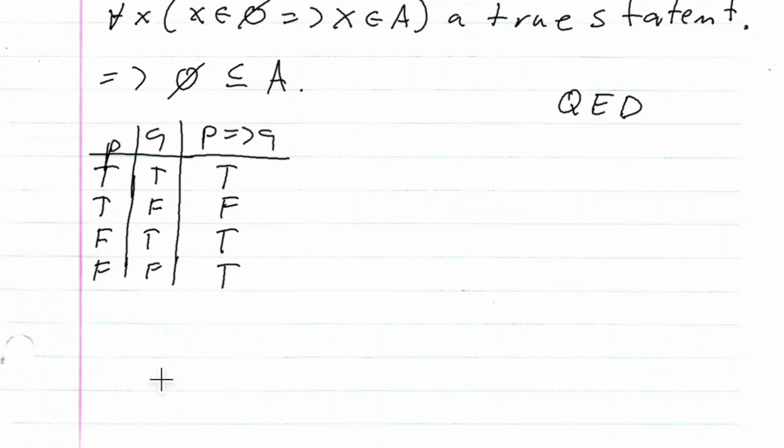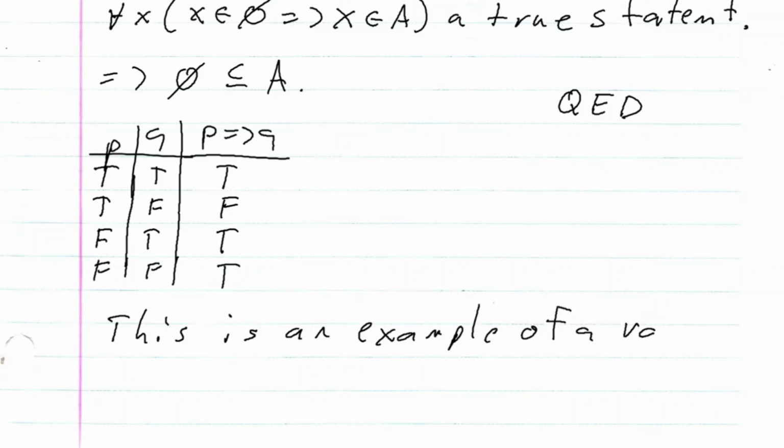And so this is an example of a vacuous truth, or vacuous proof. Whenever you have a false assumption in a conditional statement, you know the entire conditional statement is going to be true. And this is what's known as a vacuous proof or vacuous truth.